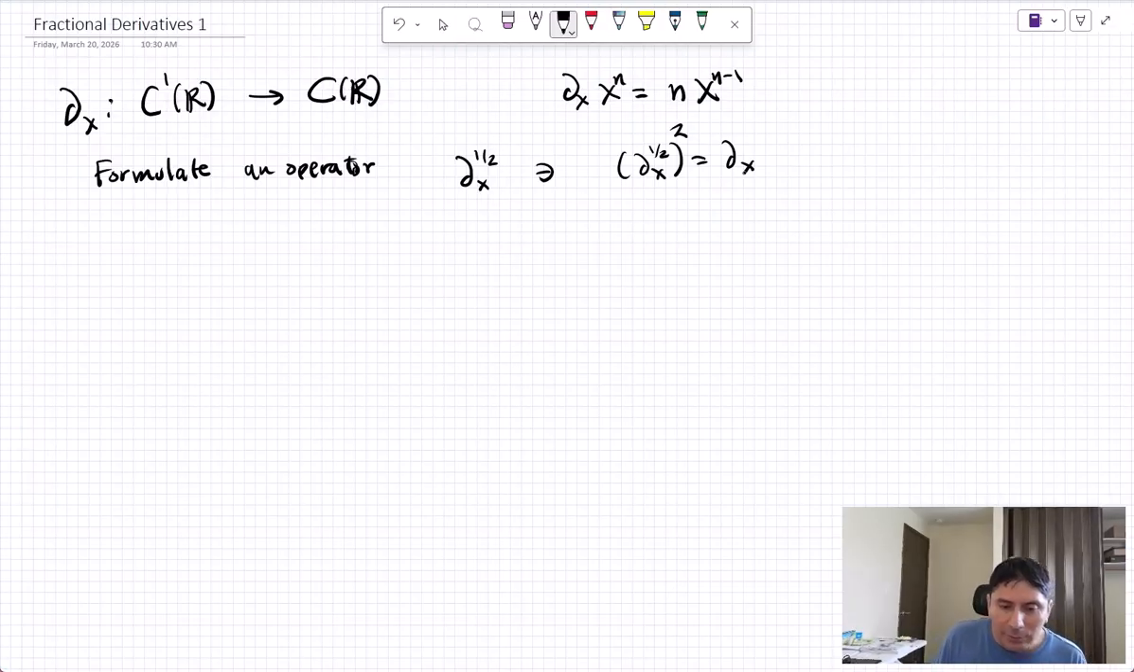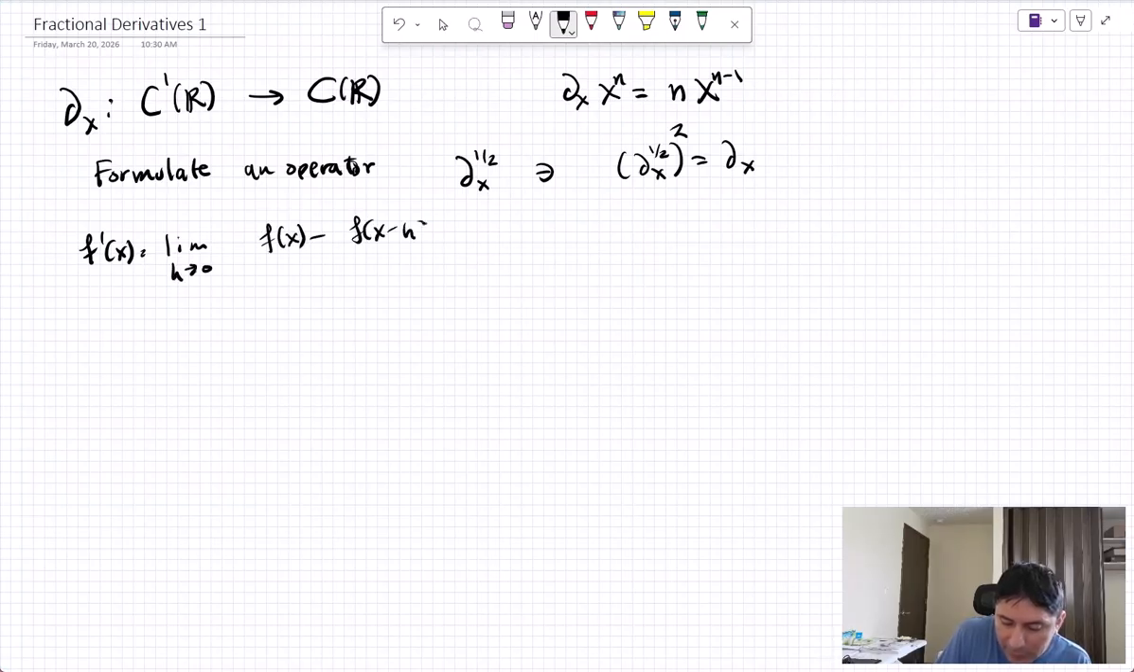Essentially what we're going to do is rewrite the derivative as a limit. So f prime of x is equal to the limit as h goes to 0 of f of x minus f of x minus h, divided by h. That's well known from calculus.